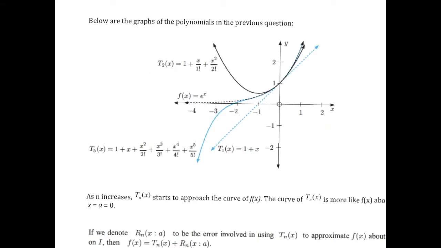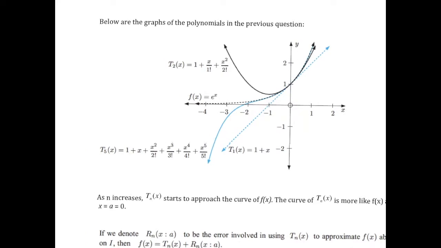Below are the graphs of the polynomials in the previous question. So this dashed line is T1, which was 1 plus x, just a line. Is everything okay? T2 is a quadratic, so it's this dark black parabola. T5 is something that kind of looks like a cubic. It's actually a quintic. Anyway, they're just Taylor polynomial approximations to the original function f of x equals e to the x.